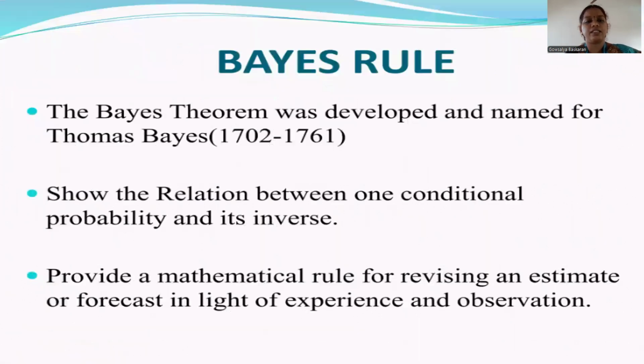Bayes rule. Bayes theorem was developed and named for Thomas Bayes. It shows the relation between one conditional probability and its inverse. It provides a mathematical rule for revising an estimate or forecast in light of experience and observation.